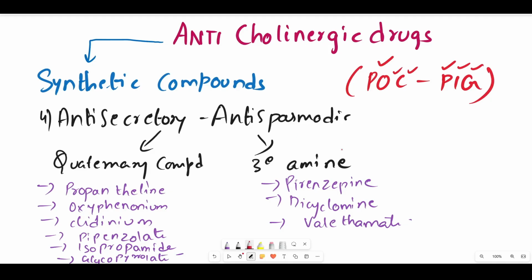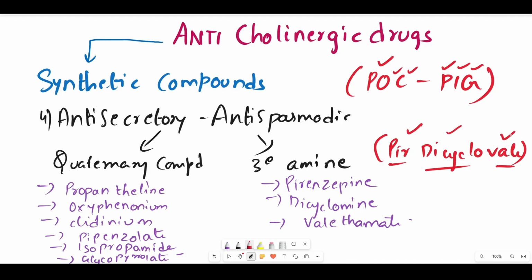And in the tertiary amines, we have three drugs. So here the trick is "pyridicyclovale". Just remember pyridicyclovale, where pyr means pirenzepine, dicyclo means dicyclomine, and valethamate. So pirenzepine, dicyclomine, valethamate, all three come under the tertiary amines.